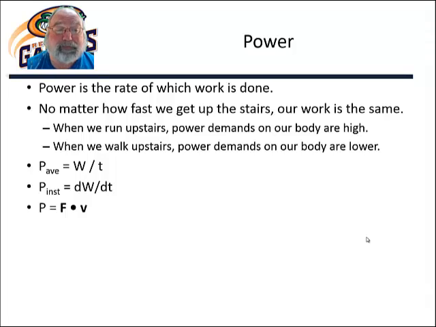So average power is calculated by measuring the work over time, the amount of work divided by the time that it took to do that work. In the calculus world, it would be the differential or the derivative of work with respect to time. Or if you know the force you're applying and how fast the object is going, you multiply the two of those together, and that tells you the power. So 3 different formulas to find the power.